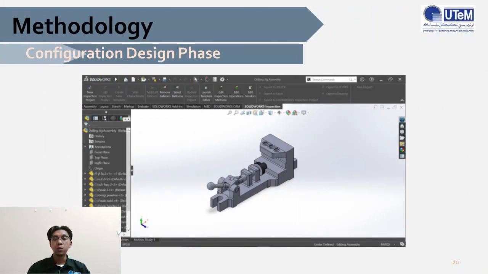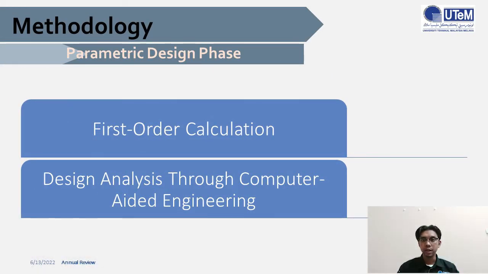Next, this phase will develop, analyze, and evaluate the configuration of the pineapple planting mechanism using SolidWorks CAD software. SolidWorks will be used to visualize and create the structure of the pineapple planting mechanism in order to better comprehend the structural design. Next, the parametric design phase contains first-order calculation to validate the design of the pineapple planting mechanism, and design analysis through computer-aided engineering (CAE) to analyze the structure body of the pineapple planting machine.